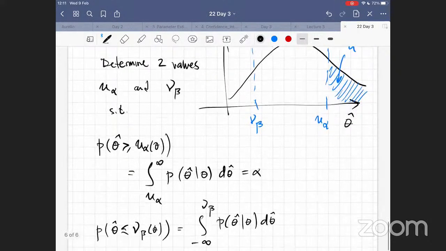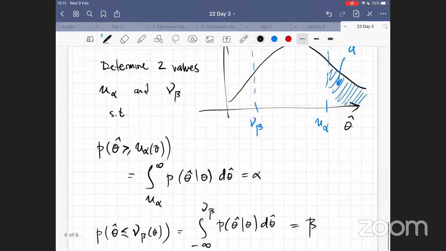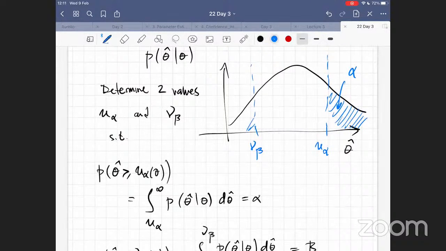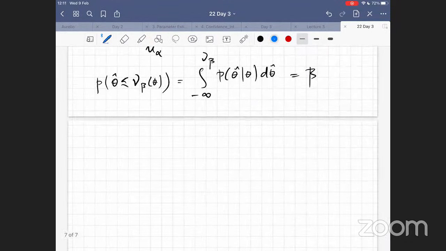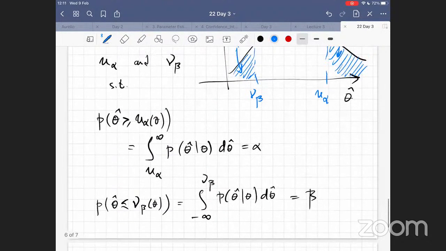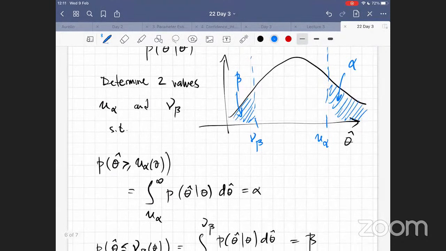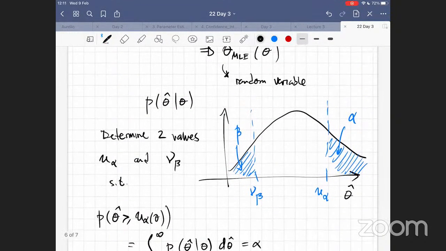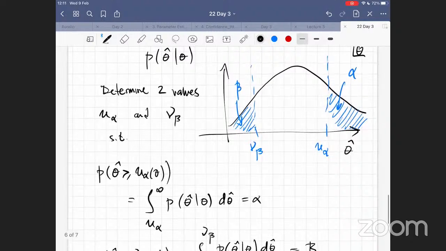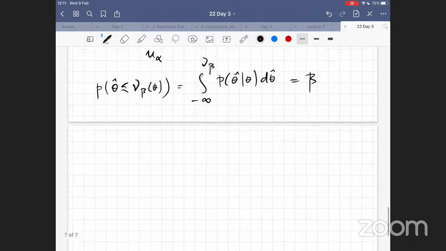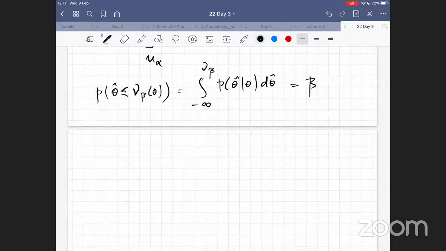Okay, and this is equal to beta. This area here is equal to beta. So then what would happen if you actually change the value? Because that was for a fixed value of theta, of the true parameter. But what if you change the value of theta? Then you would get another shape, another result for u alpha and for nu beta.